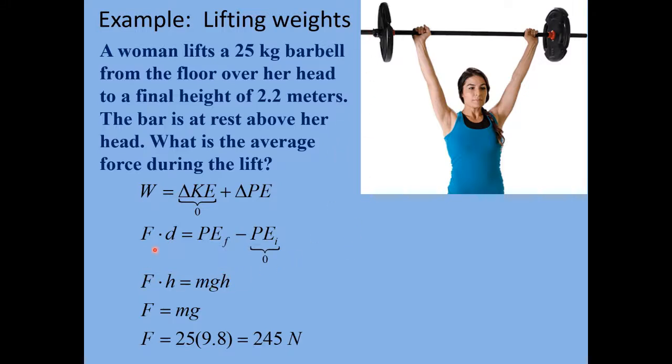So the distance that she is lifting it here, remember force times distance is work, that distance is also the height. So you can see that the height here that she lifts it cancels the height here where the bar ends up. So those h's cancel out and we're left with just the force, average force on the bar is equal to the mass of the bar times g, and of course this is just the weight of the bar. Remember, we can calculate weight as mg.